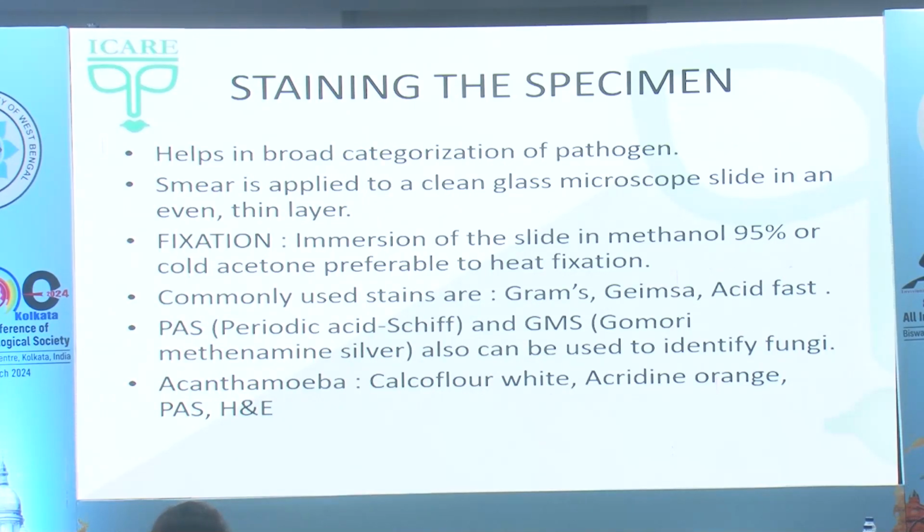So staining of the specimen helps in broad categorization of the pathogen. The smear is applied to the clean slide, as said, in a thin layer. The fixation is preferably done with methanol 95% or cold acetone, or otherwise you can heat fix it. Commonly used stains, as I said, are Gram, Giemsa, acid-fast. PAS, GMS can also be used to identify fungi. Acanthamoeba can be identified with calcofluor white, acridine orange, PAS, H&E, even with Gram and Giemsa.